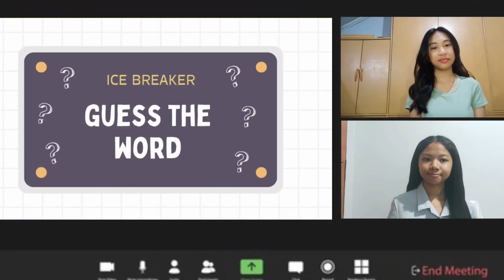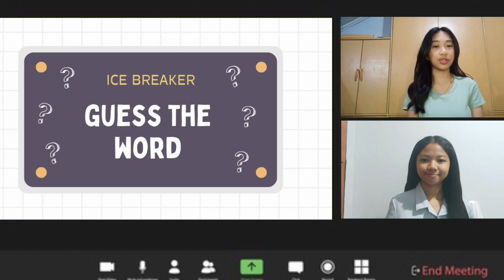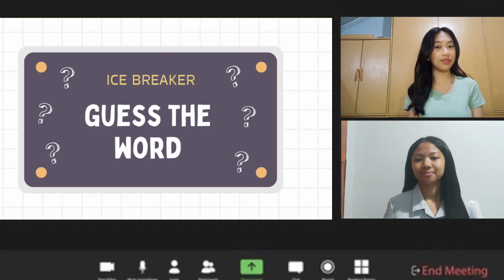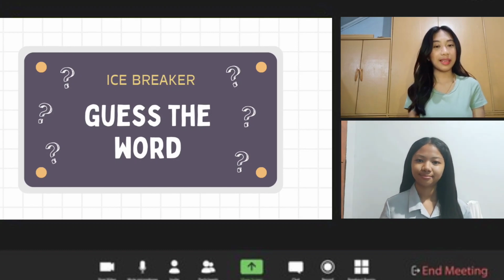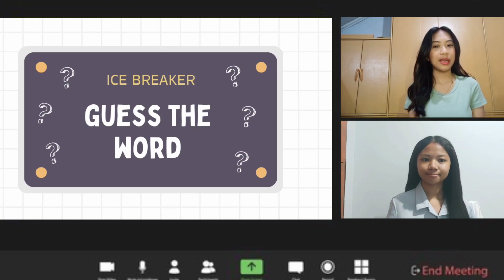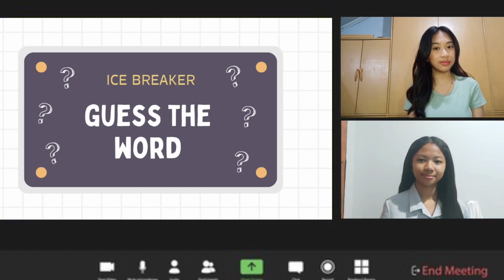Hi fellow students, today before we start our lesson, let's have an icebreaker. This is called Guess the Word. The instruction of the game is I will give pictures that you need to identify what is the word behind it. And I'll give you 10 seconds to guess the word. And after, I'll show you the right answer. Do you understand, fellow student? Okay, are you ready?